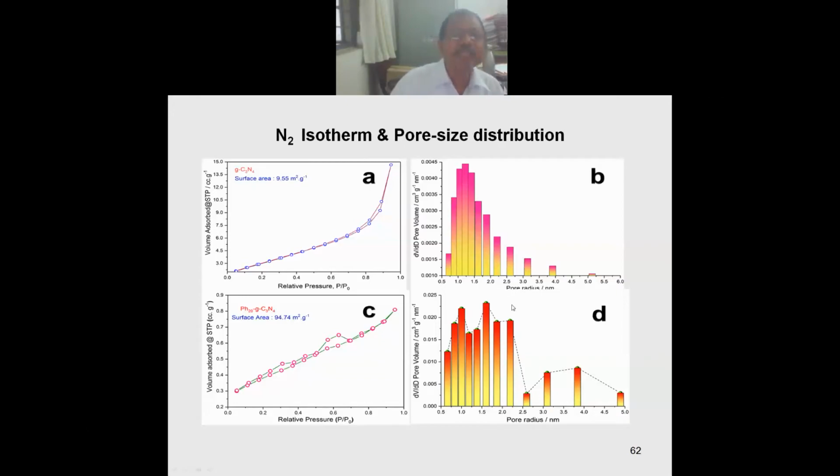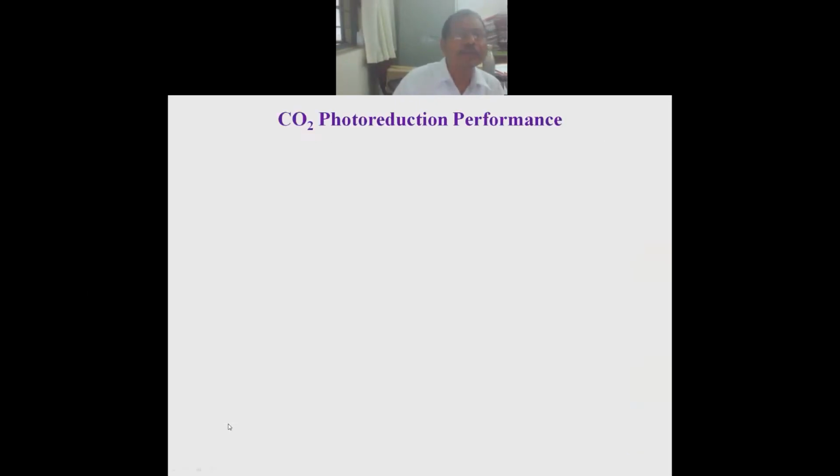This shows the presence of pores 0.5 to 4 nanometer in size, and again it is similar. There is not much difference in the pore size, but the amount of pores may be enhanced, and because of that there may be an increase in the surface area of the phenyl grafted g-C3N4.